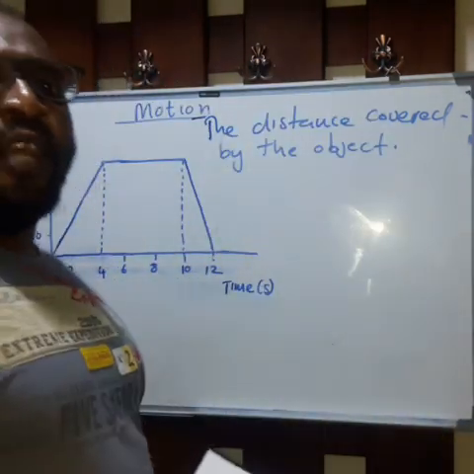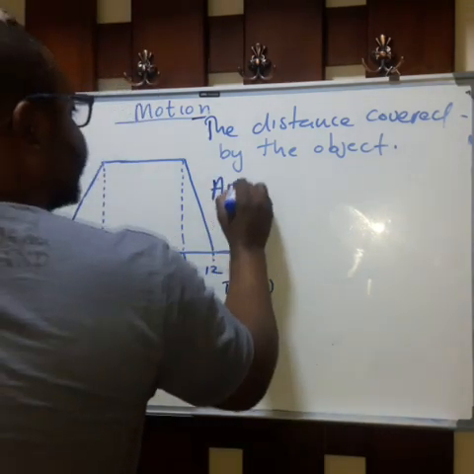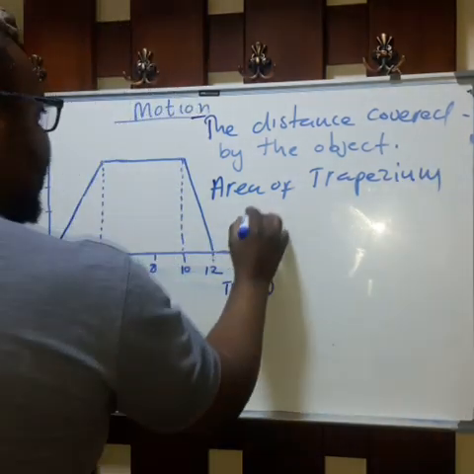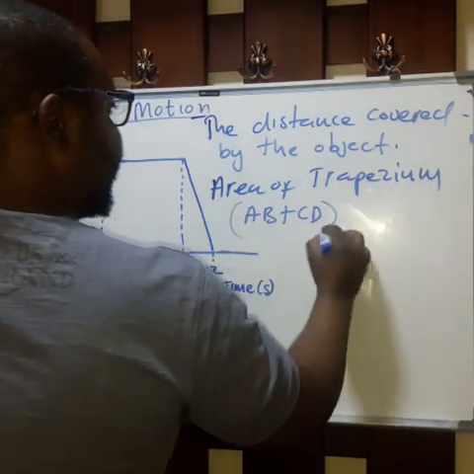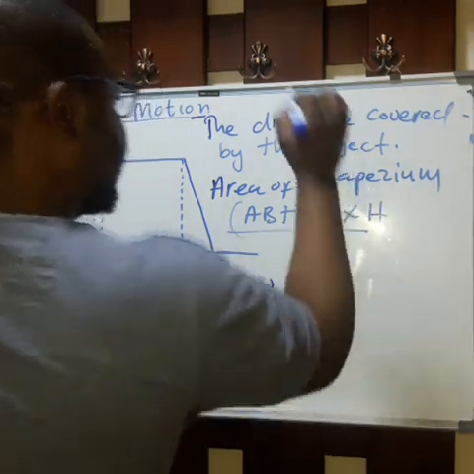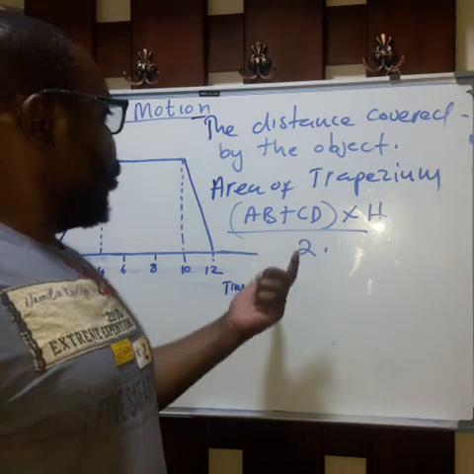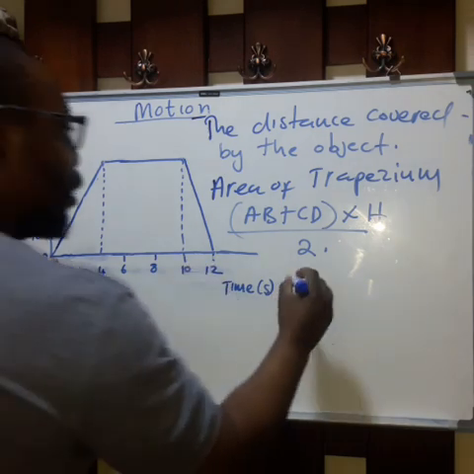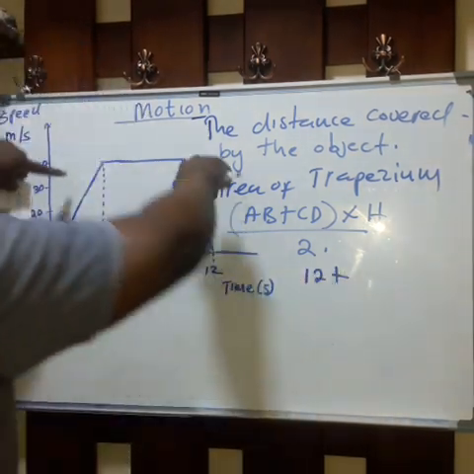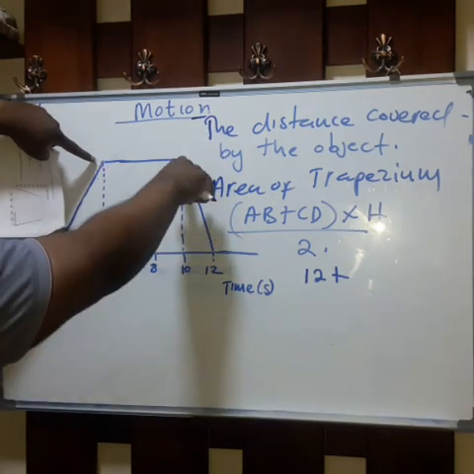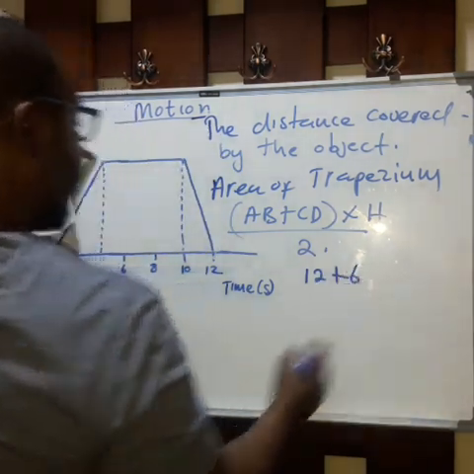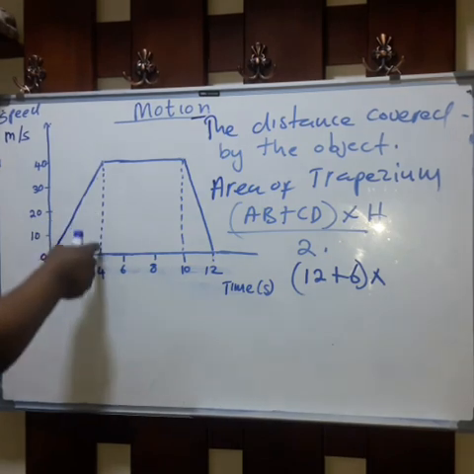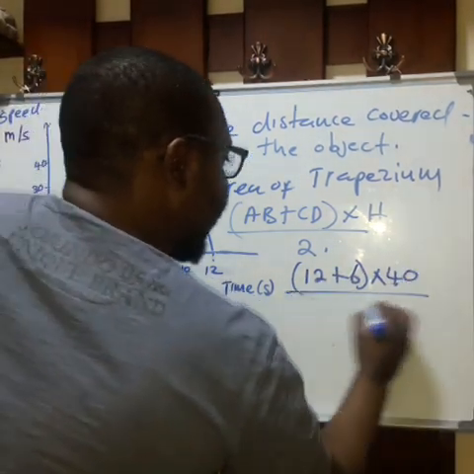So in this case, I'm going to use the formula for a trapezium. Area of trapezium is AB plus CD in brackets times height divide by 2. Now I will take my AB as the bottom part of the graph from 0 to 12. So AB is 12. CD is the top part of the graph, so from 4 to 10 is 6. The top part is 6. Then I put in brackets, I multiply by my height. My height is 40, and I divide by 2.